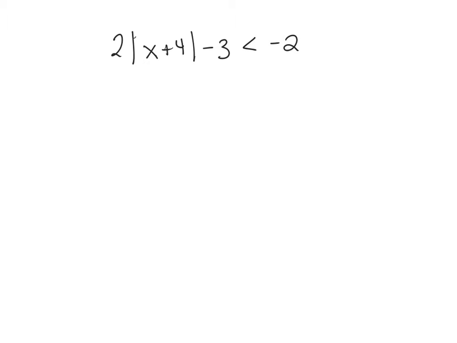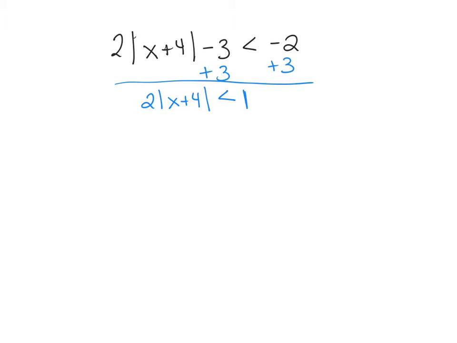Okay, so as we do this, we got to think of that variable as an onion, and we're going to peel off the layers, right? So our furthest out layer is this minus 3 over here. As we undo that, we add 3 to both sides. We get left with 2 times the absolute value of x plus 4 is less than 1.